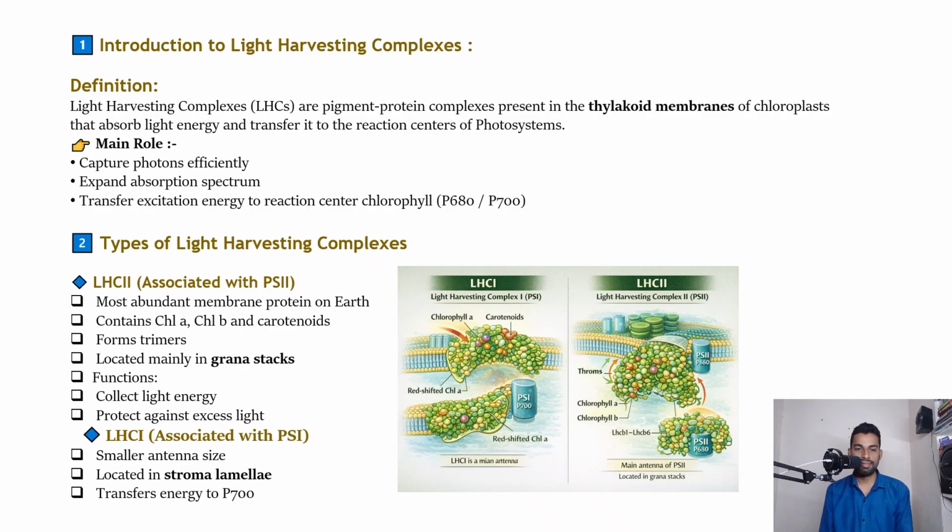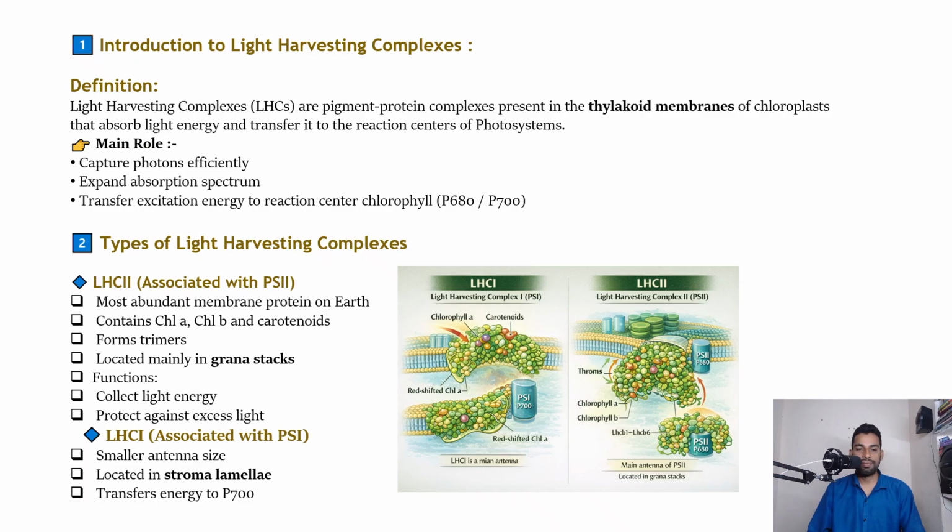The second one is types of light harvesting complexes. LHC2, associated with photosystem 2. Most abundant membrane protein on the earth, contains chlorophyll-a, chlorophyll-b, carotenoids. These are all names. I cannot explain everything to you. You have to mug up. The third point is forms trimers. Located mainly in grana stalks. Grana part is located inside. Functions: collect light energy, protect against excessive light. So it takes energy, and also protects it from excessive light.